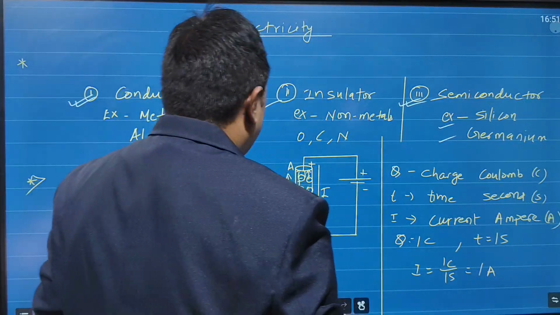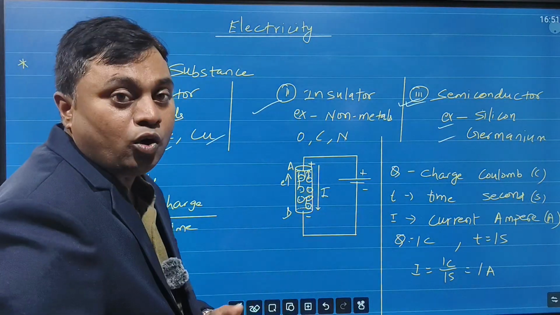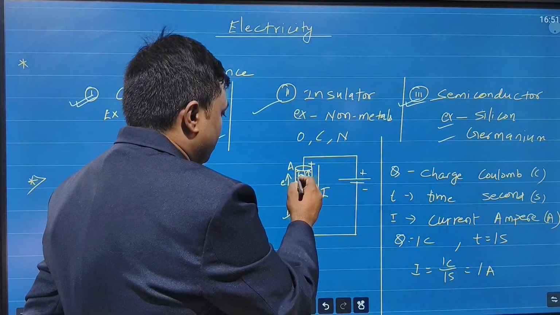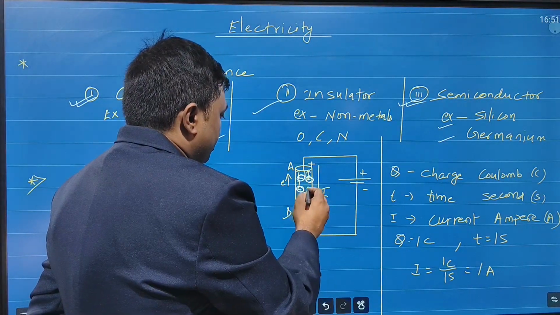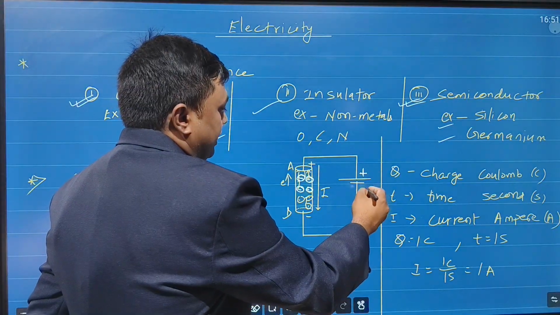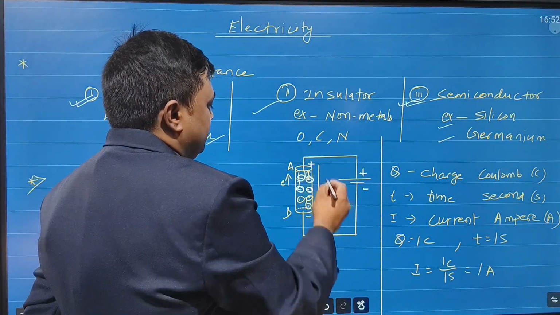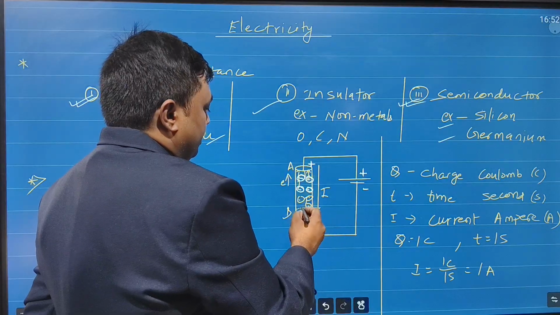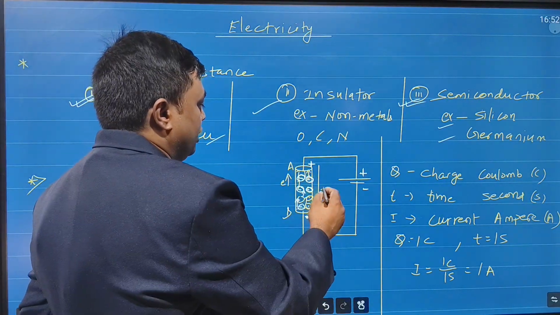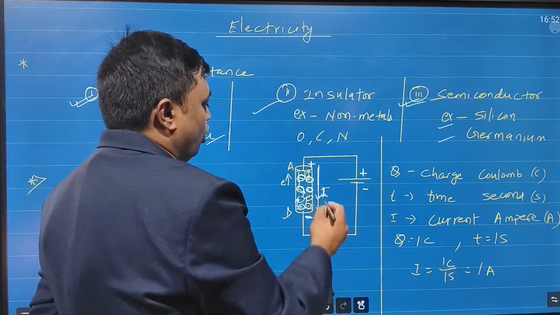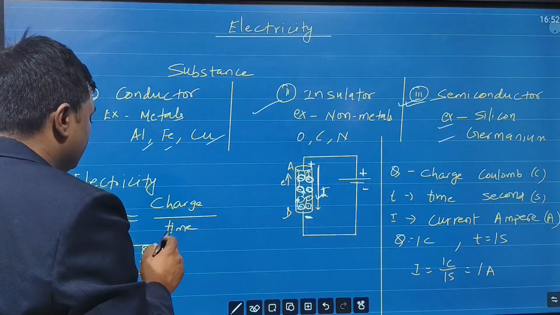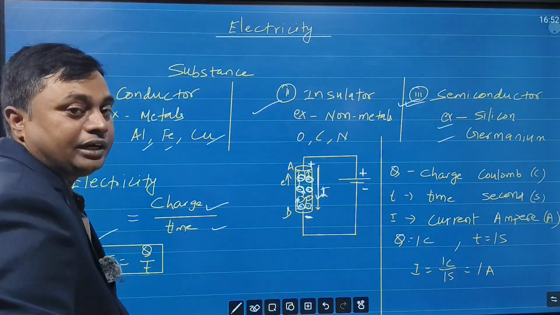So what happens in case of conductor? Why do they allow electric current to pass through them? Because they have free electrons. Once you connect this conductor to a cell of positive and negative, this end will become positive and this will become negative. So electrons will be repelled in this direction, and current will flow in the opposite direction. This flow of charges, flow of electrons per unit time, is called current. So current is nothing but charge flowing per unit time.